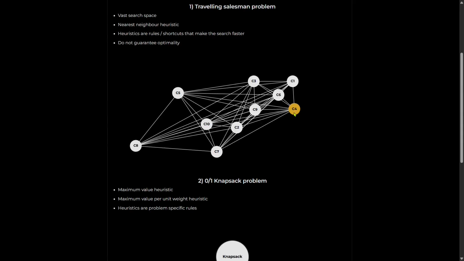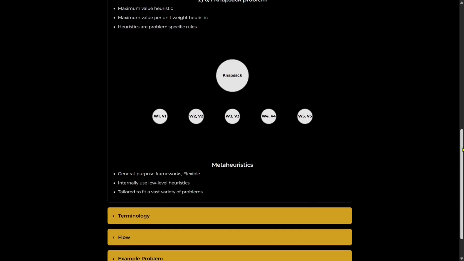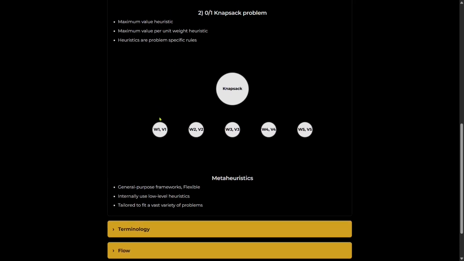Now this provides a workable solution in a very fast way, but does not guarantee an optimal one. Let's look at another problem, the 01 knapsack problem. Here we have a set of items, each with a certain weight and value attached to it, and a knapsack that can only carry limited weight. The goal is to select a combination of items to fill the knapsack such that the total value is maximized, and obviously this is constrained on the total amount of weight that can be carried by the knapsack.